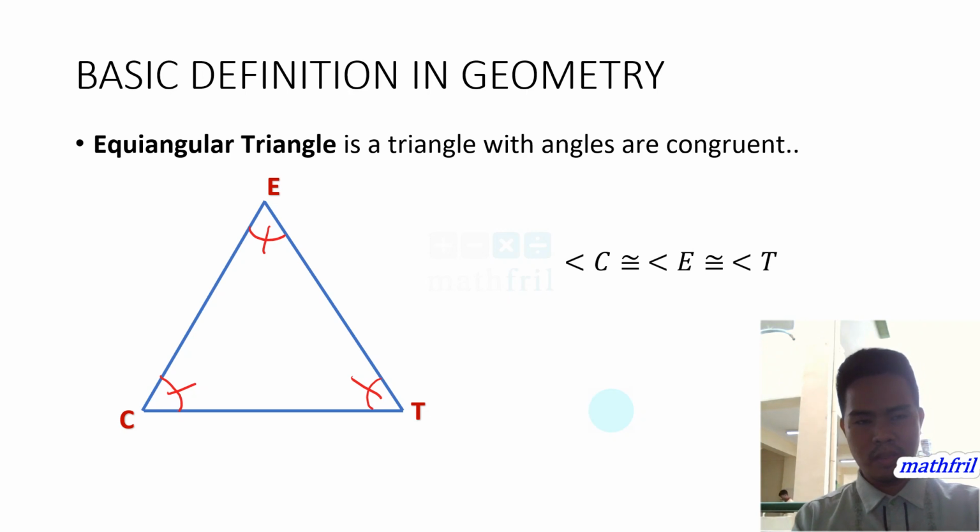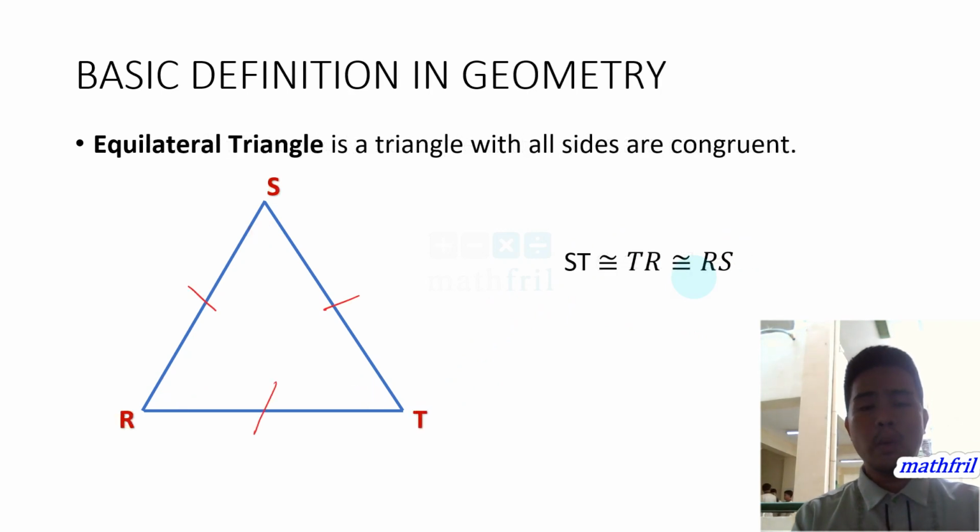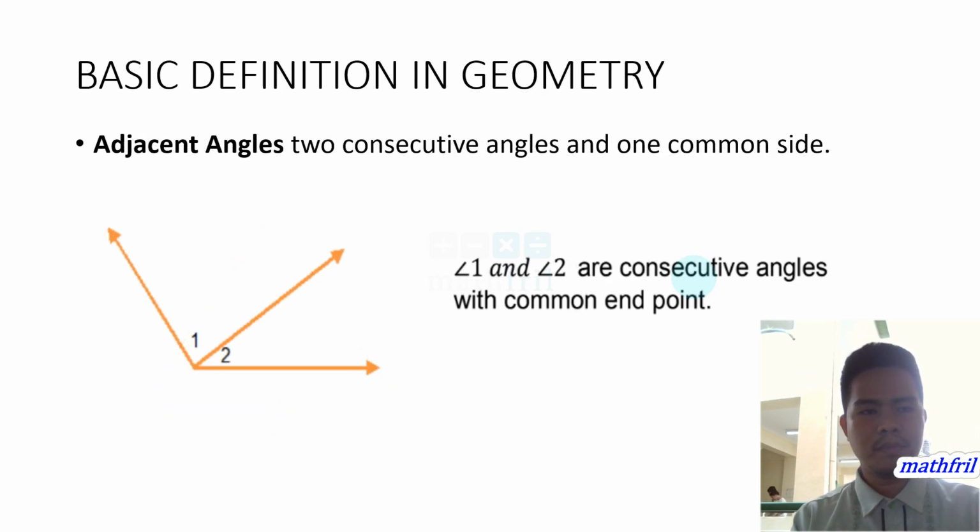Equiangular triangle, with regards to the angles, you have congruent, the same angles. Equilateral, lateral means sides, that's why equal sides.